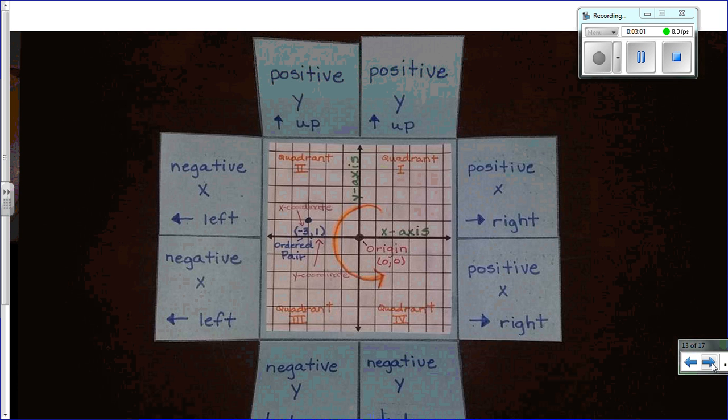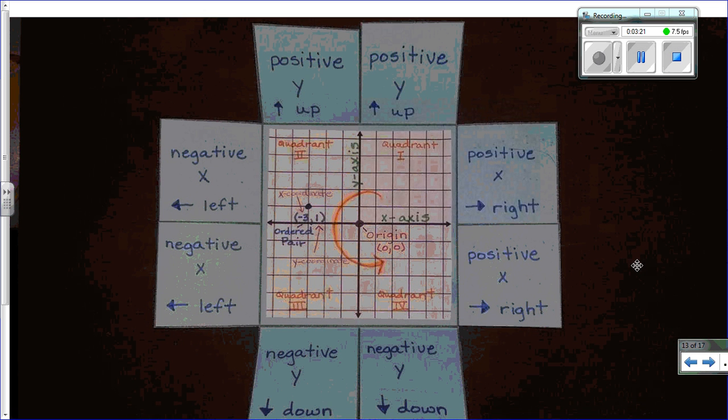When you're finished with it, you want to have your foldable open. You're going to glue your grid to the middle piece, and then all around the sides, you're going to signify what you're going to be doing. So on the top, you have positive y's, you're moving up. On the bottom, you have negative y's, you're moving down. On the left, you have negative x's, and you're moving left. And then on the right-hand side, you have positive x's, and you're moving to the right.